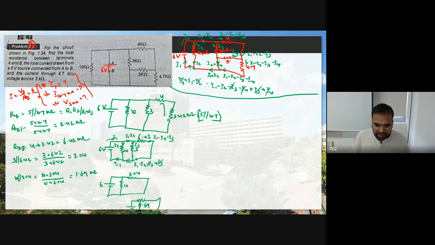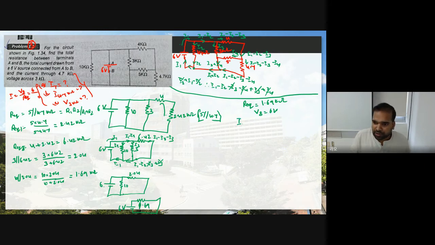1.69, yes or no? This is the 6-volt battery. Now see, what is the final R equivalent? R equivalent is equal to 1.69 kilo ohm. Then we know the source voltage Vs equals 6 volts, that is given in our problem.